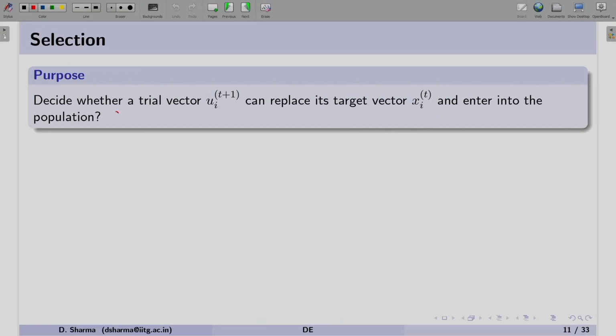After understanding the mutant vector and the trial vector, now we have to select which is better. So, in this case we have this selection. In this particular selection, the purpose is we have to decide whether a trial vector can replace its target vector and enter the population. Since we have generated the trial vector, we are going to compare it with its target vector.